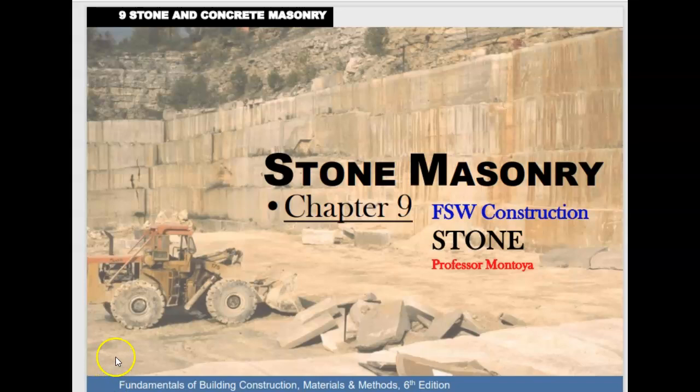Let's turn our attention to stone and stone masonry. This is Chapter 9, FSW Building Construction Materials class. Here you can see right on the cover we have the stone quarry, the tools that are needed to harvest this quarry, heavy machinery, cut slabs, and a mountain that has the proper material.